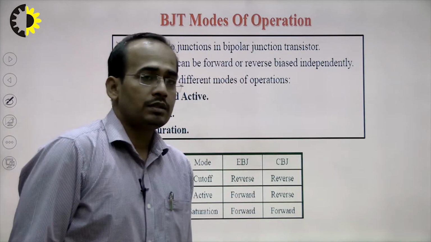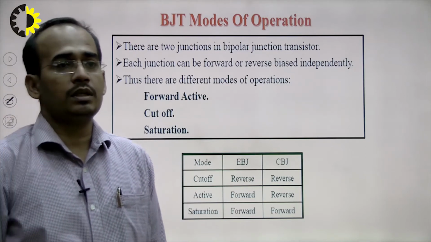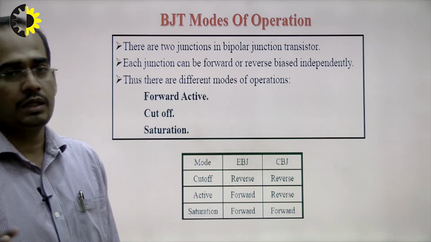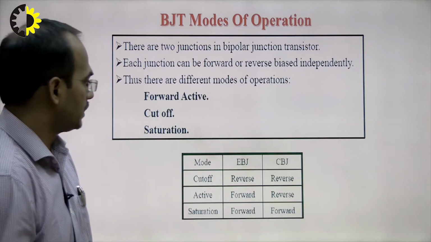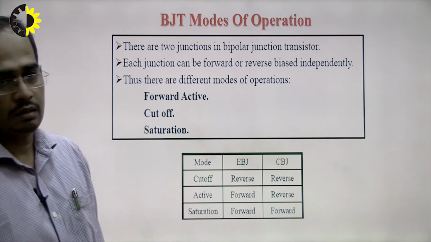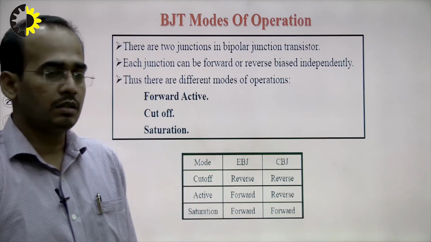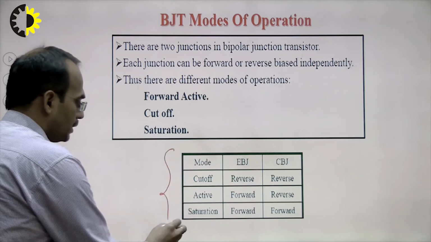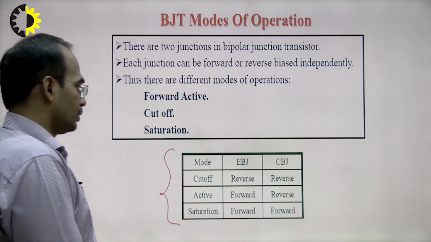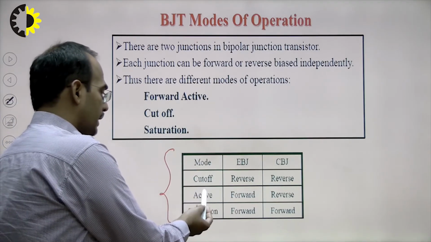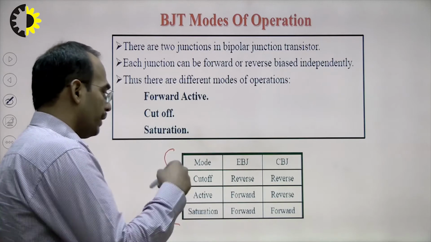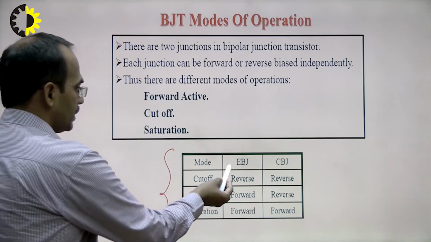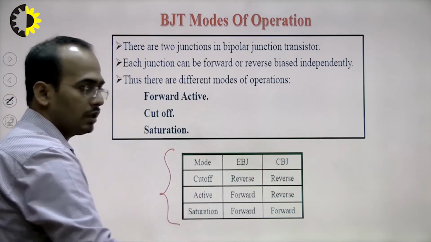So, what are the operations of the bipolar junction transistor? Basically, there are two junctions, the emitter base junction and the collector base junction, and on this basis there are four possible combinations of forward bias and reverse bias. We have considered only three combinations here, and there are three modes: the first is cutoff mode, the second is active mode, and the third is saturation mode. When I want to operate this transistor in cutoff mode, I have to make the emitter base junction reverse bias and the collector base junction reverse bias.